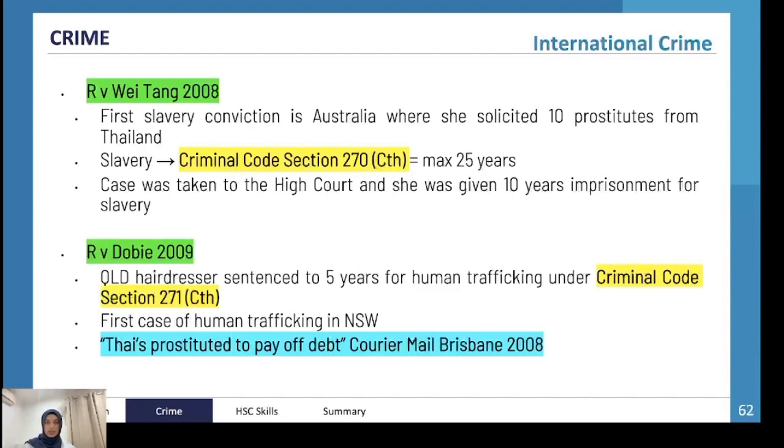The R v Dobby case from 2009, the Queensland hairdresser was sentenced to 5 years for human trafficking under the Criminal Code Section 271. So this was the first case of human trafficking in NSW.